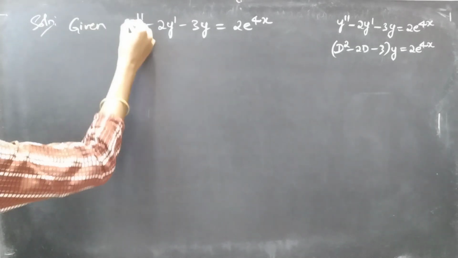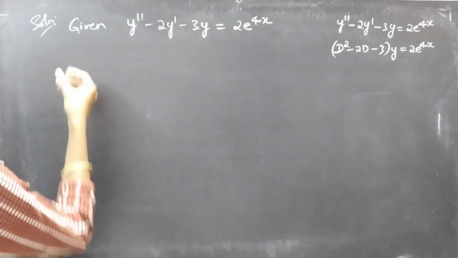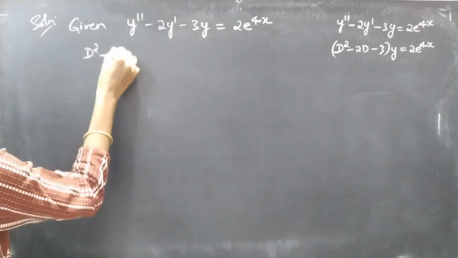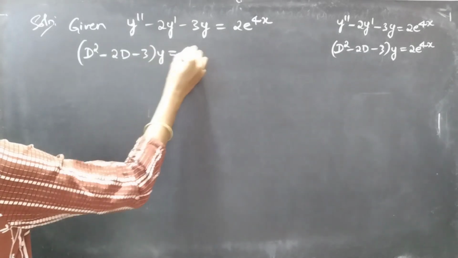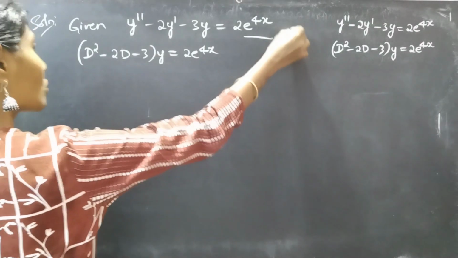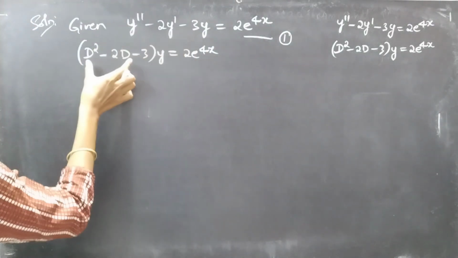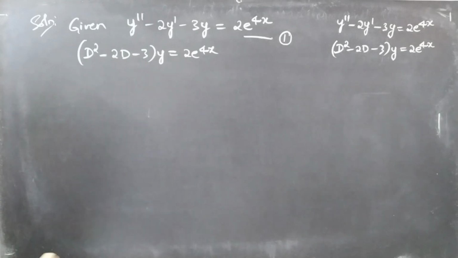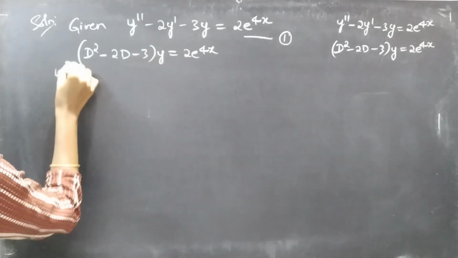Given y double dash minus 2y dash minus 3y equal to 2 e power 4x, or we can write this as D square minus 2D minus 3 into y equal to 2 e power 4x. Consider the given equation as equation number 1. Both the equations are the same. This equation is in y and this is in operator form simply. Now this is of operator form.